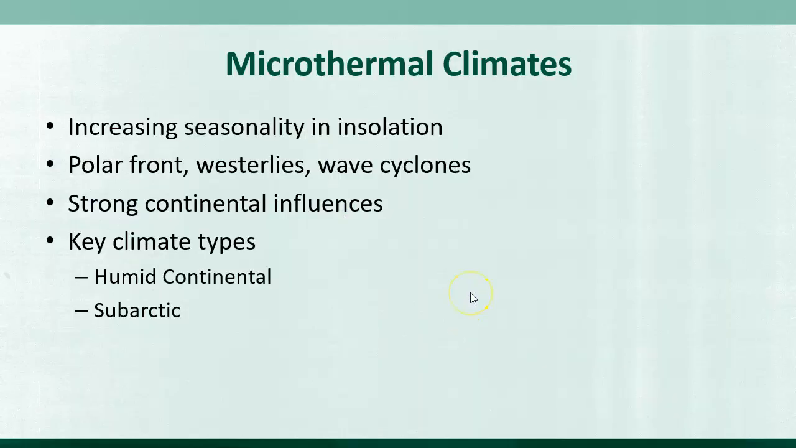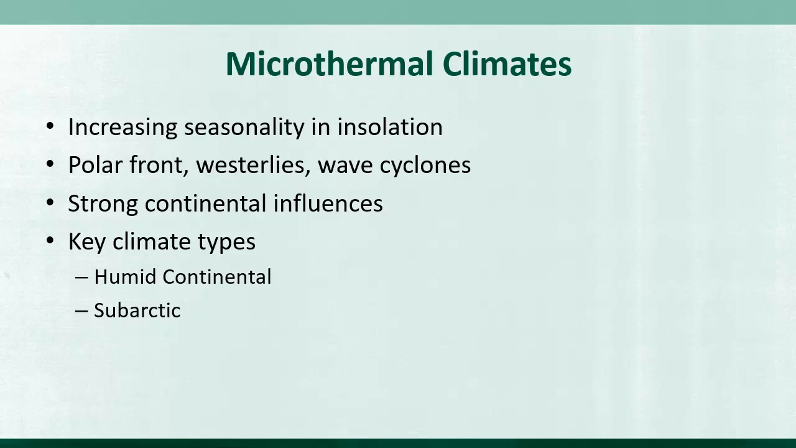Now, as we move our way north, and these climates don't actually exist in the southern hemisphere, we get more and more seasonality because we get really big swings in insolation. And we start to get to cooler climates as well because the insolation quality isn't very good. These are the microthermal climates. They're strongly impacted by the polar front and westerlies and wave cyclones, but also sometimes by polar air as well and the cold, high pressure that comes in the north.